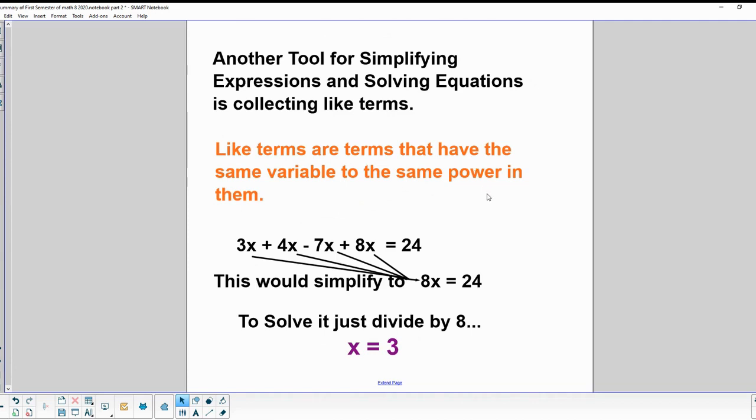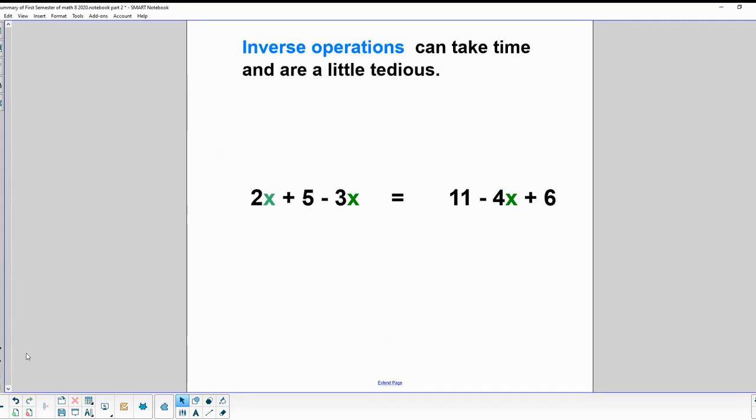Another tool for simplifying expressions and solving equations is called collecting like terms. Like terms are terms that have the same variable to the same power in them. In our little example here, we have several terms with an x in them on the left side, equal to 24 on the right side. Well, we can combine all of those x terms together by just adding or subtracting the coefficients. So 3 plus 4 is 7, 7 minus 7 is 0, 0 plus 8 is 8, so we end up with 8x equals 24. And when we divide by 8, we end up with x equals 3.